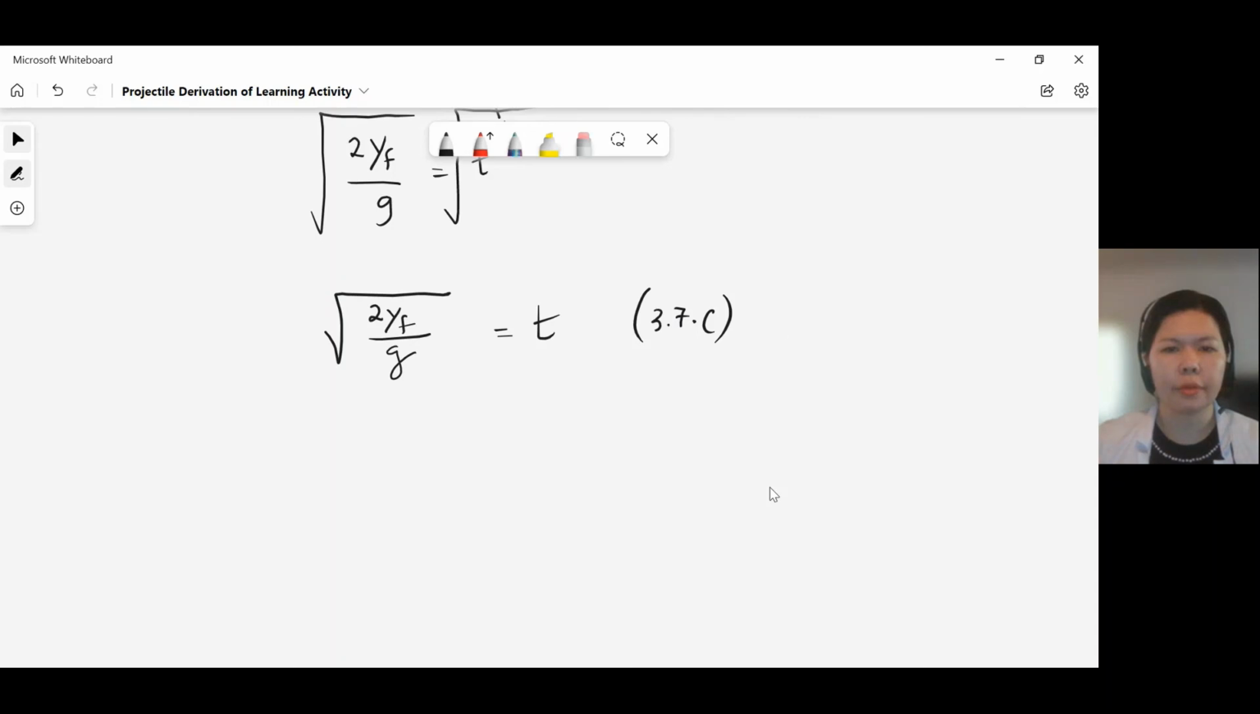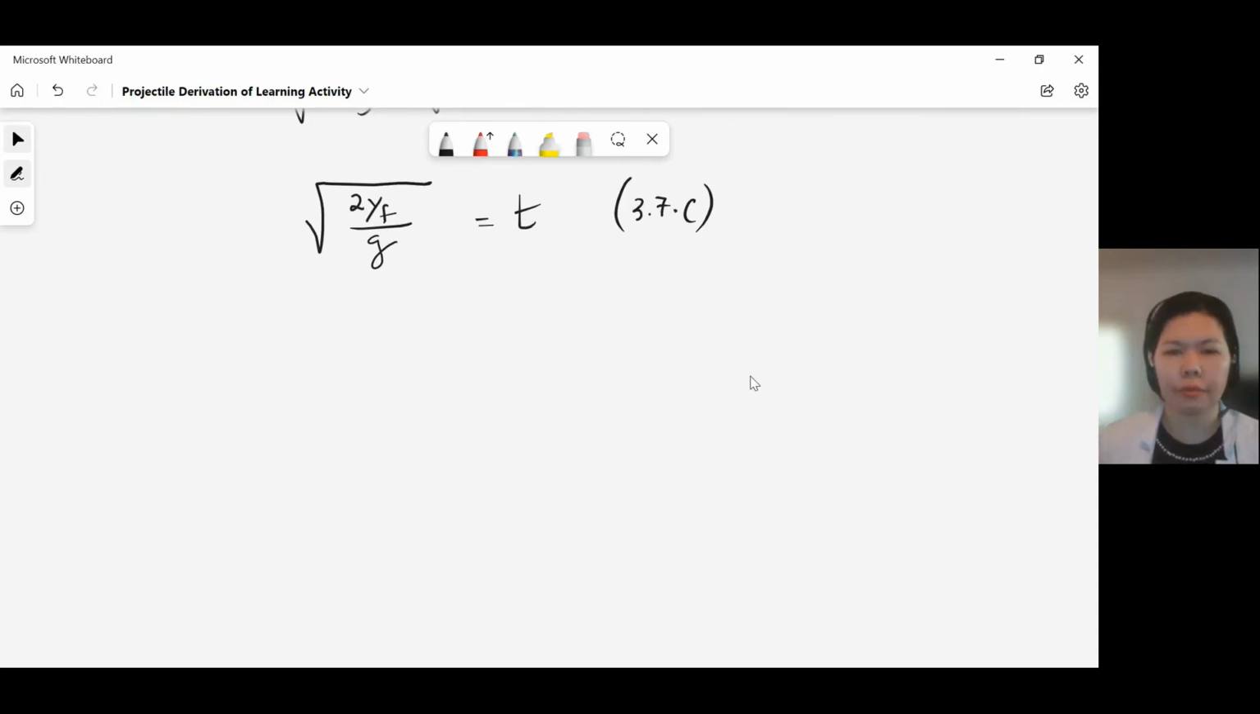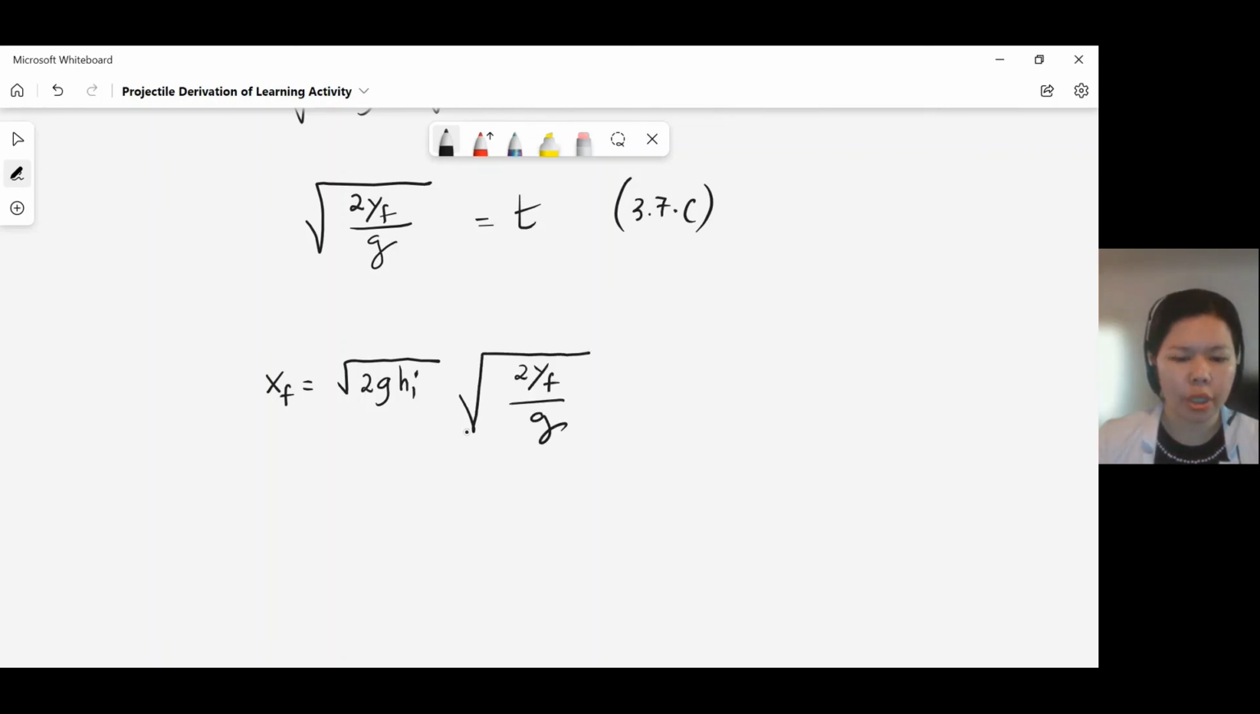Thus we have XF, the 3.5.c. That's XF is equal to square root of 2 g h initial times t. And this is the t. Times square root of 2 YF over g.